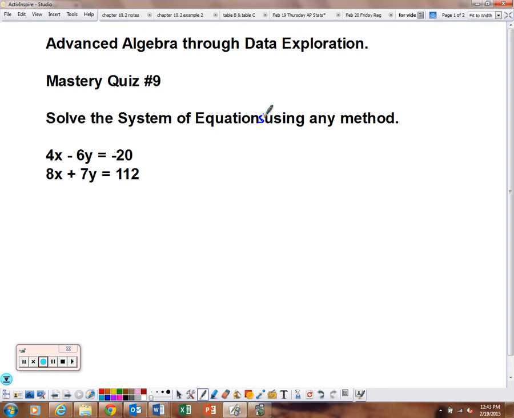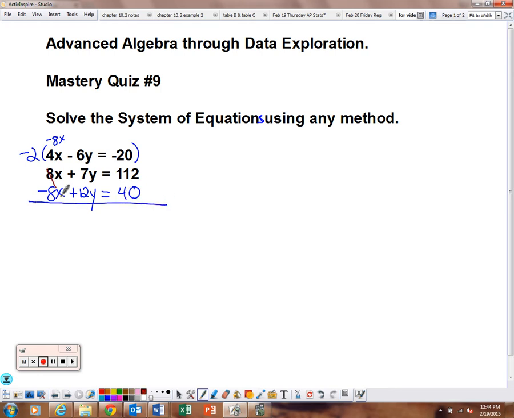All right, so I look at the 4, I look at the 8. Can I make the 4 into an 8? Yes, I can. But I want it to become a negative 8, so they cancel. So I want this to become negative 8x. Well, that's easy. We're going to multiply the top equation by negative 2. All right, so that becomes negative 8x, plus 12y, and positive 40.